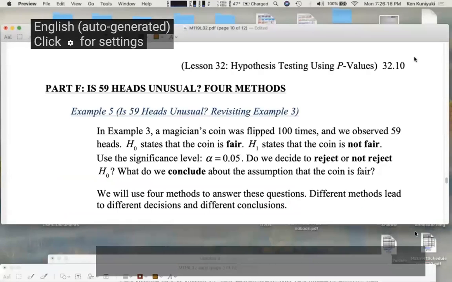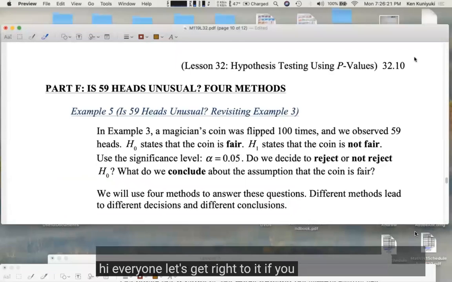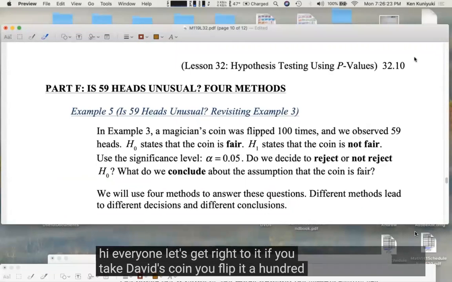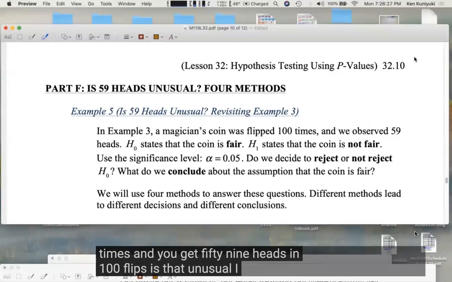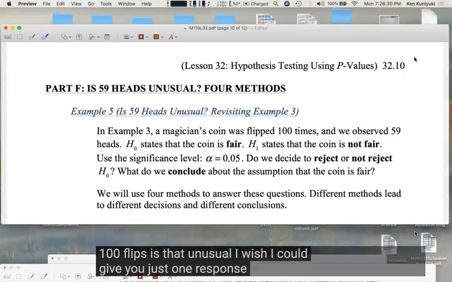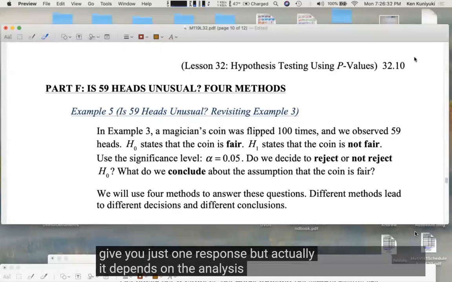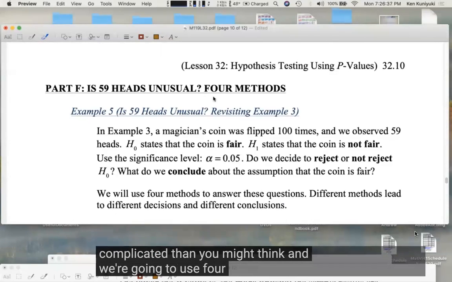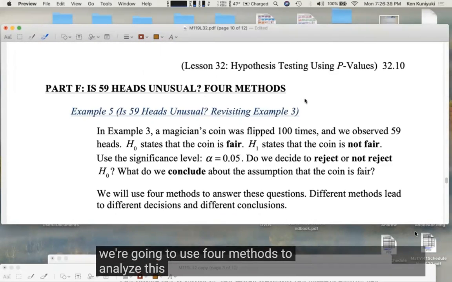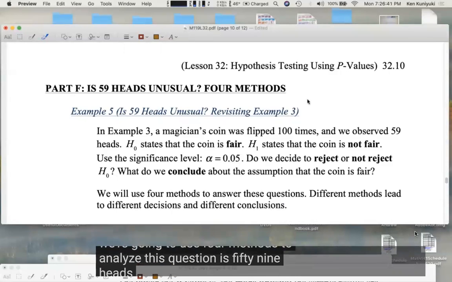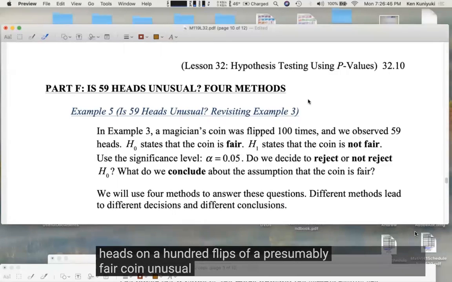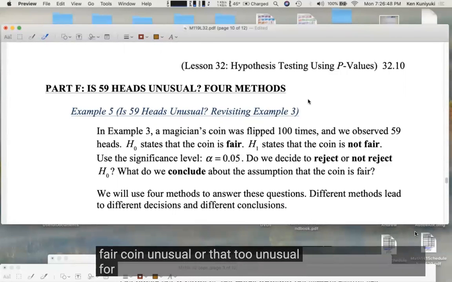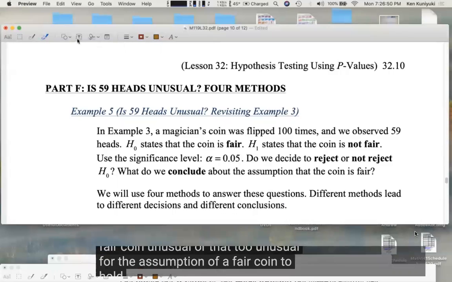Hi, everyone. Let's get right to it. If you take David's coin, you flip it 100 times, and you get 59 heads in 100 flips, is that unusual? I wish I could give you just one response, but actually it depends on the analysis. It's more complicated than you might think. And we're going to use 4 methods to analyze this question. Is 59 heads on 100 flips of a presumably fair coin unusual? Or is that too unusual for the assumption of a fair coin to hold up?